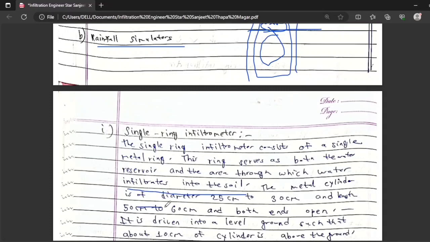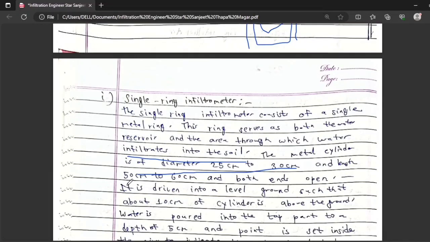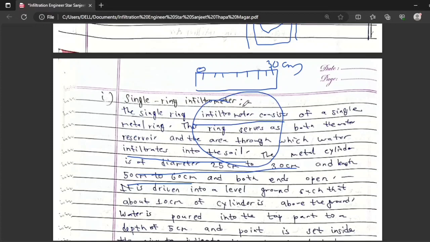The metal cylinder is of diameter 25 cm to 30 cm and length 50 cm. To remember this value, remember the 30 centimeter scale or ruler that we get from stationery. The diameter is 30 centimeter, and the length is 60 centimeter, which is twice this scale or ruler.